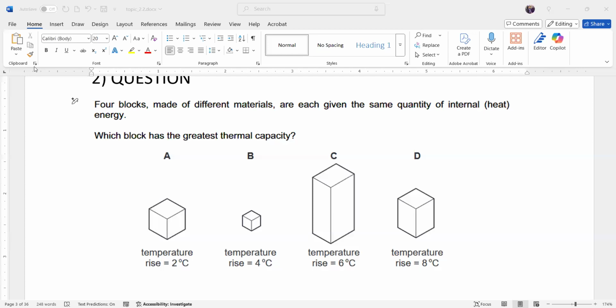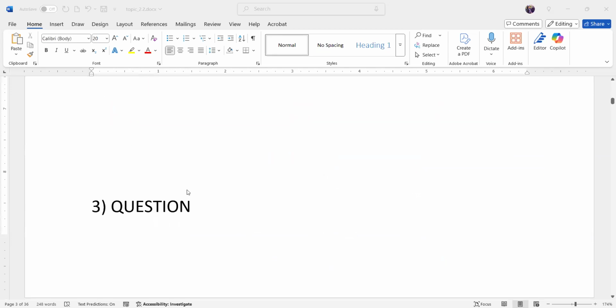Four blocks made up of different materials, each given the same quantity of energy, which has the greatest thermal capacity? The thermal capacity is inversely proportional to temperature change. If we have a small change in temperature, we'll have a higher thermal capacity. So which has the smallest change in temperature? 2 degrees is the smallest change in temperature, so it will have the highest thermal capacity. So A will be the right answer for question 2.